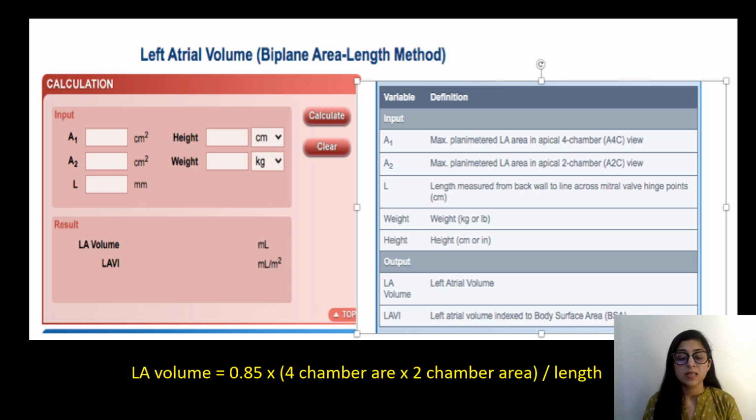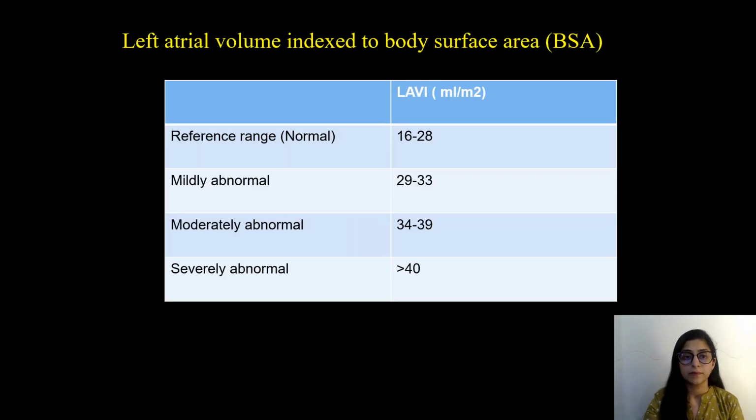The formula for this is 0.85 times the 4-chamber area multiplied by the 2-chamber area divided by length. Otherwise, we directly have this software. Left atrial volume is indexed to body surface area. The reference normal range is 16 to 18 ml per meter square. Mildly abnormal, moderately abnormal, and severely abnormal have been graded.